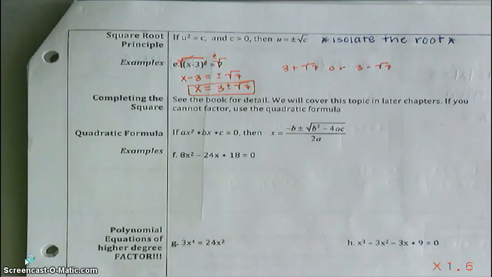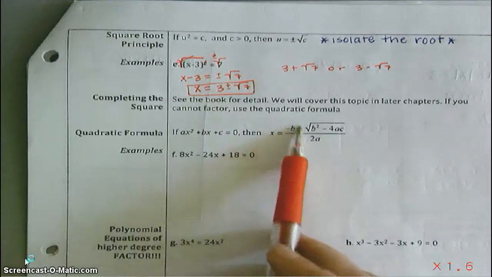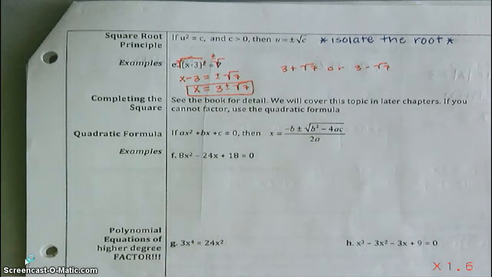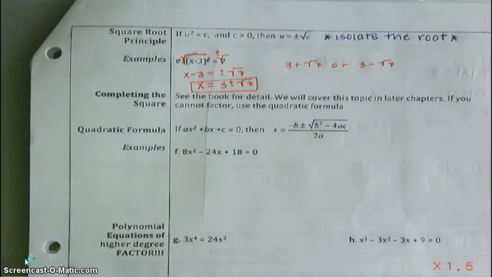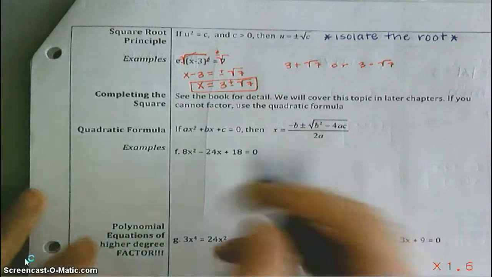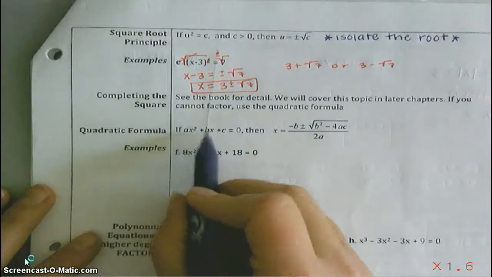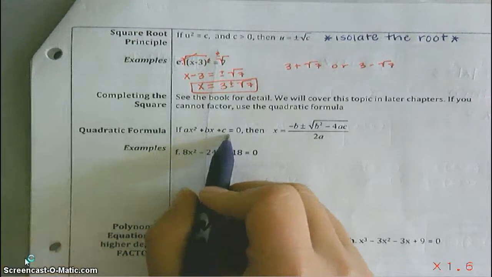The next thing is the quadratic formula, which you guys have seen is x equals -b plus or minus the square root of b squared minus 4ac all over 2a. The idea is being able to find out what a, b, and c are. A is in front of x squared, b is in front of the x term, and c is your constant.